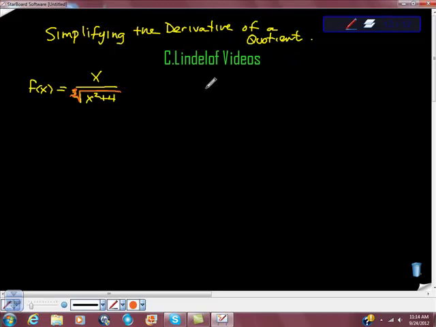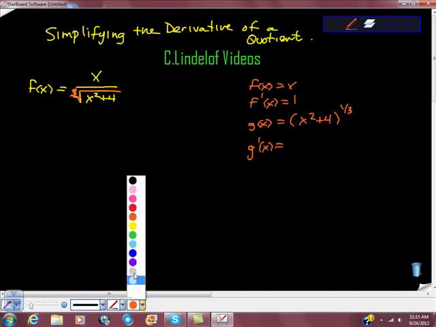So I'm just going to start with my derivative. I'm going to start gathering my list of stuff. So I'm going to say that f of x is equal to x, f prime at x is equal to 1. Say that g of x, as I'm building my quotient rule here, is equal to (x squared plus 4) to the 1/3 power. And then g prime at x will equal the derivative of the outside.